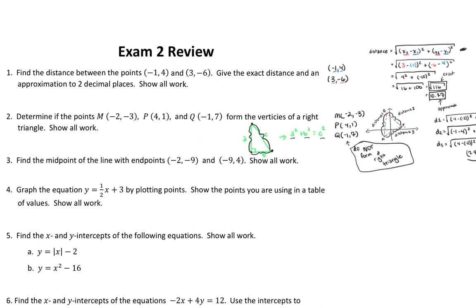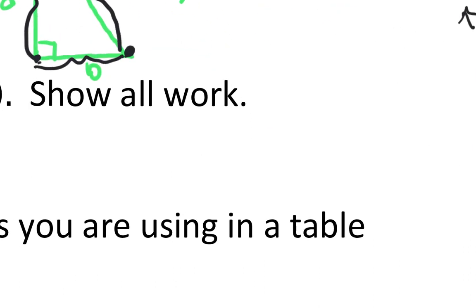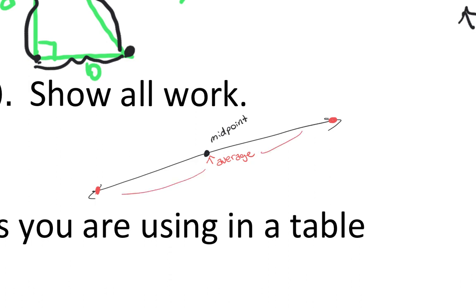So to find the midpoint of a line, essentially the midpoint is the point smack dab in the middle of a line. So if we had a line that looks something like this, and we wanted to find that midpoint, given a point here and a point here, essentially the midpoint is like the average of this point and this point.